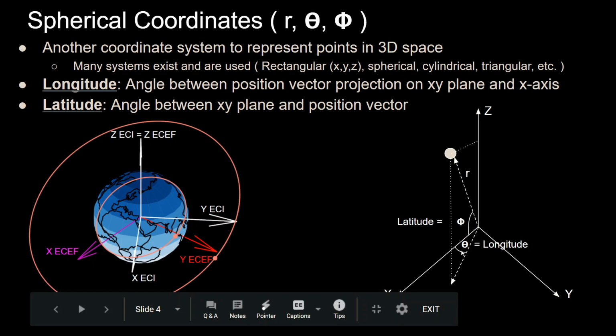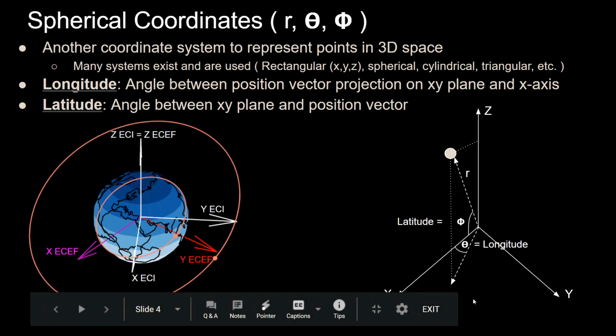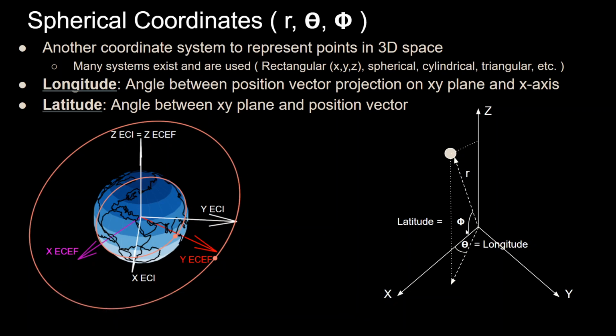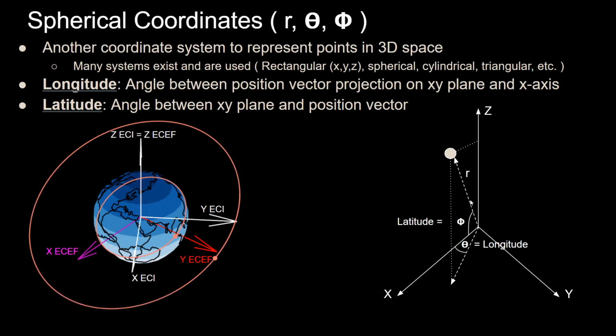That's theta right there. And then the latitude is the angle between the xy plane and the position vector. So you have the xy plane and you have your position vector, and it's just that angle right there, basically how far it's inclined from the xy plane. That is the latitude. Now there's also another way that is commonly defined for the spherical coordinates: the latitude is actually the angle from the z-axis to the position vector. Both of them are valid. You just have to understand and make sure you know which one you're talking about.